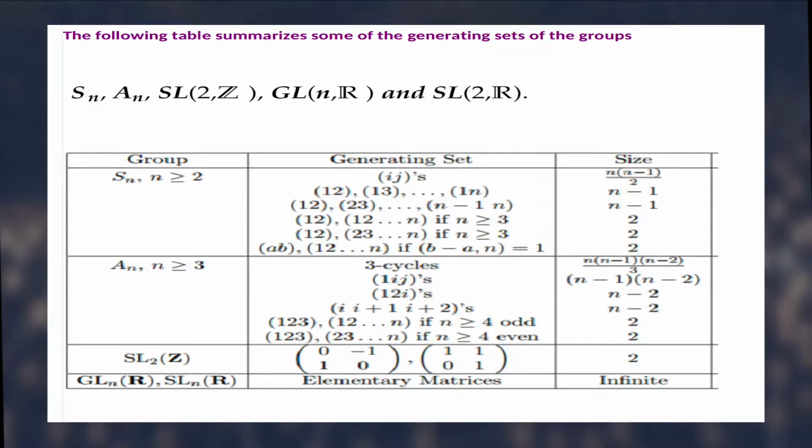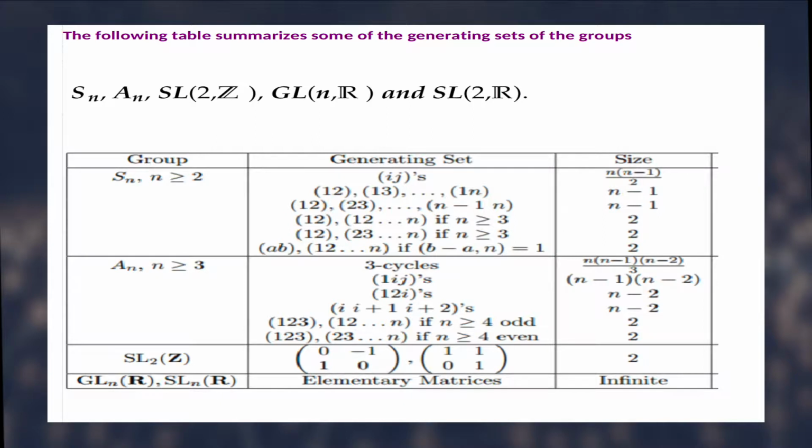We are seeing the group S_n, n greater than or equal to 2. If the generating set is (1 2) and (1 2 ... n), if n is greater than or equal to 3, then the size is 2. Next you try to tell: (1 2) and (2 3 ... n), if n is greater than or equal to 3, then the size is, yes, you are right, this is also 2. For (a b) and (1 2 ... n), if b minus a and n is equal to 1, then the size is 2.